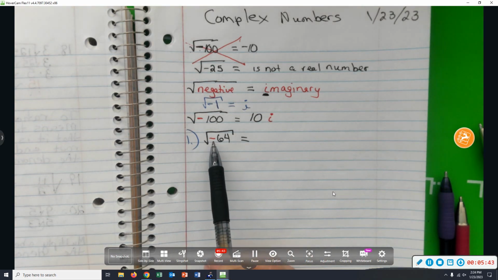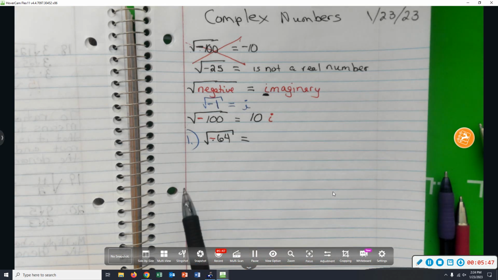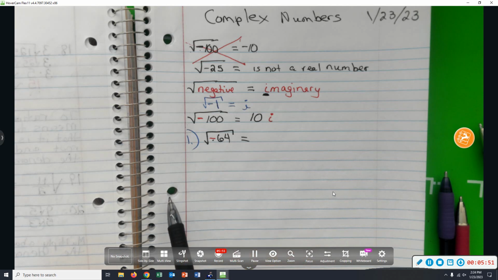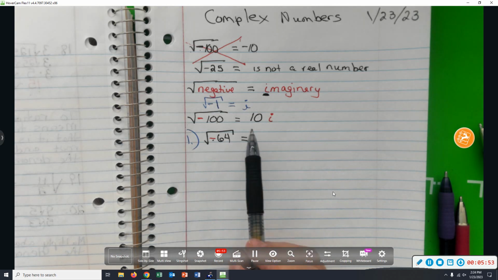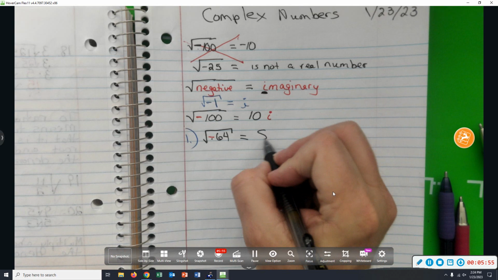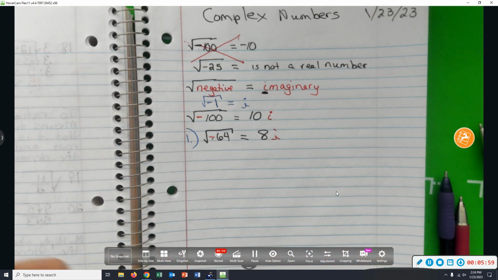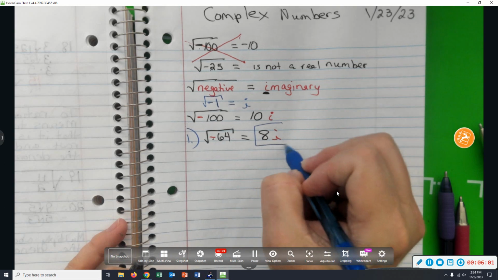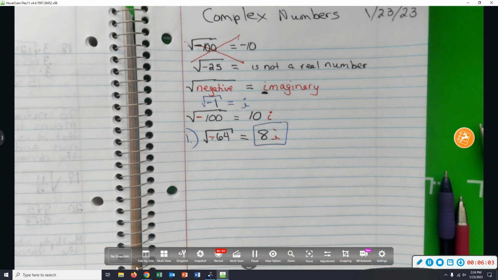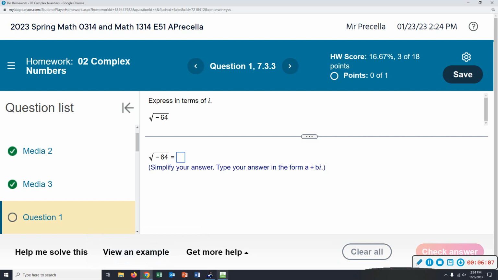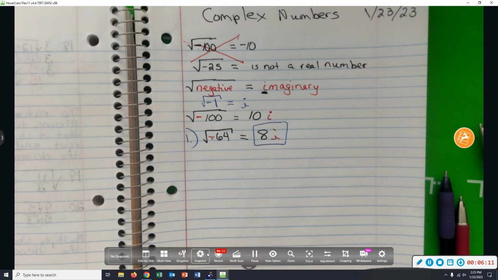But since it's a negative under there, we know we're going to have that imaginary unit i. Well, what about the square root of 64? Is that a perfect square? 8. Yes, so all we have is an 8 times the imaginary unit i for our final answer. And that's what I meant when I said you can probably do problem number 1 without a lot of writing.